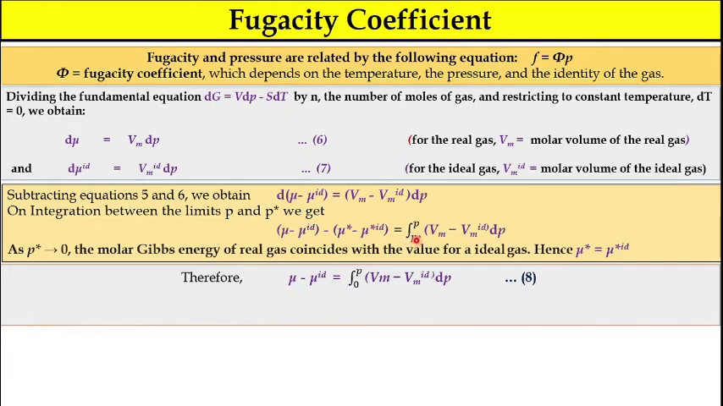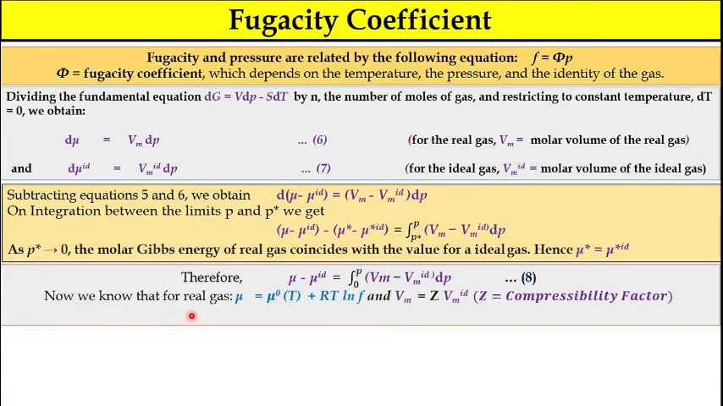But you have to change the integration from 0 to p. That's why you can see here mu minus mu id is equal to integration 0 to p. At very low pressure mu star is equal to mu star id, so this value is 0. So mu minus mu id is equal to integration 0 to p of Vm minus Vm id dp. This is equation number 8.